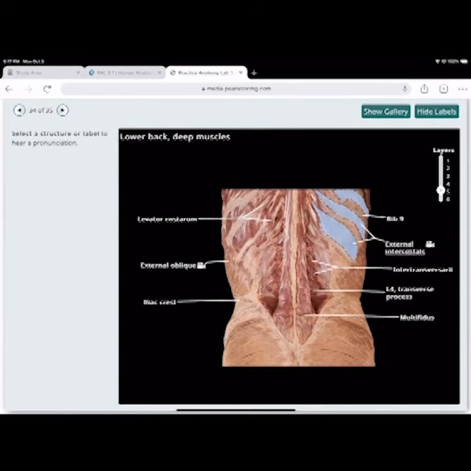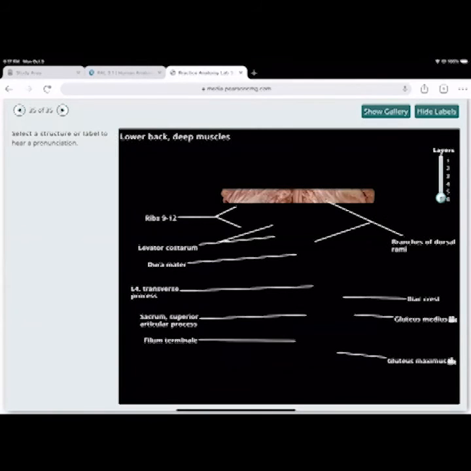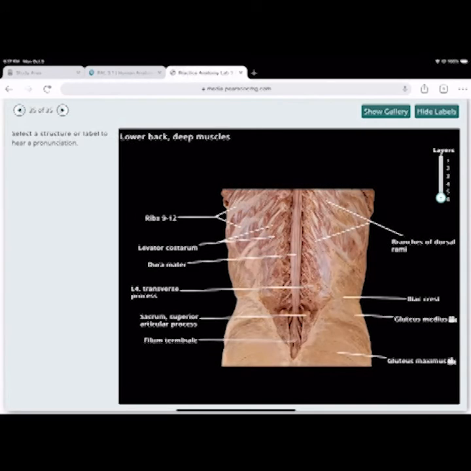The external intercostals, and that one is rib number 9. You can see rib 10, rib 11, and rib 12. All right, deep dissection here. The lower part of the back. So again, you see ribs 9 through 12. Ribs 9 through 12 are examples of false ribs. Ribs 11 and 12 are free-floating ribs. Ribs 1 through 7 are your true ribs.